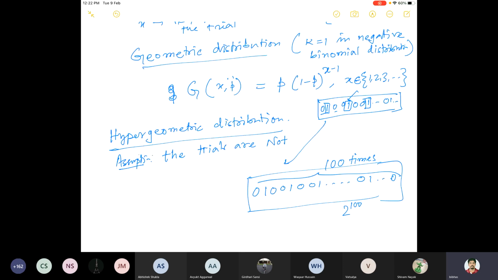Basically, why it is 2 to the power 100: it will be like 0 and 1 to the power 100, I mean head and tail. 0 means, let's say, tail, and 1 means, let's say, head. So you'll have 2 to the power 100.